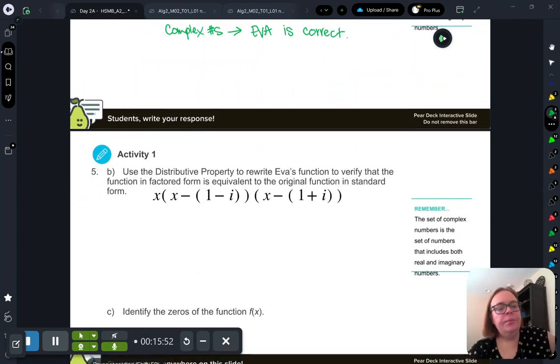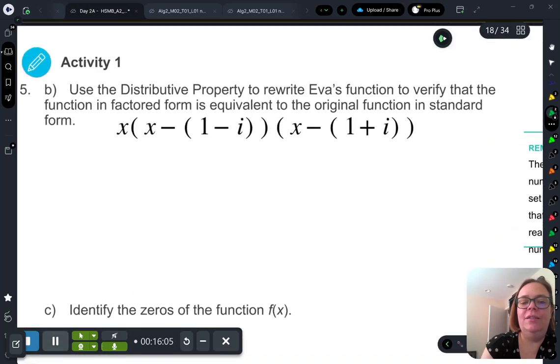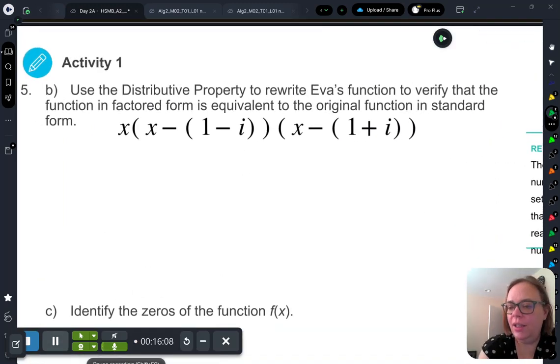Okay, using the distributive property to rewrite Eva's function to verify the function in factored form is equivalent to the original function. Okay, this is fun. This is a lot of fun. You're going to love this. Okay, what are they asking me to do here? Well, here's her form. I wrote it again. I'm going to FOIL or multiply the two big parentheses to each other, and then I'm going to distribute the x.